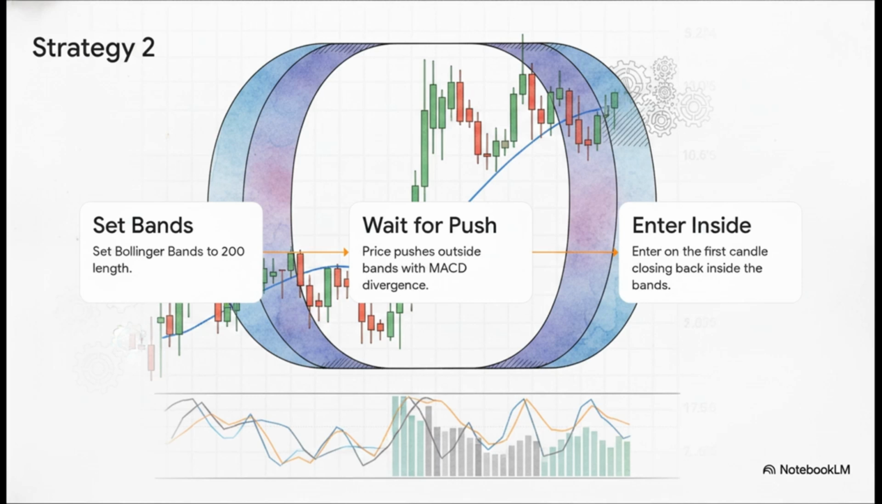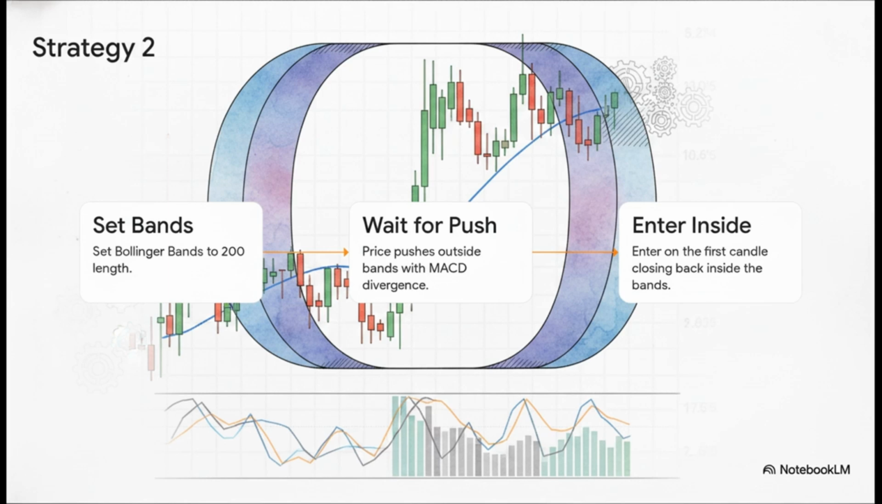This one pairs divergence with Bollinger Bands. First, set your Bollinger Bands to a length of 200. Now, the whole underlying theory here is that price spends about 90% of its time inside these bands. So for step 2, you're waiting for a super strong trend to shove the price completely outside the bands, while at the exact same time, you spot that obvious MACD divergence. It's a massive, high-probability reversal trap.